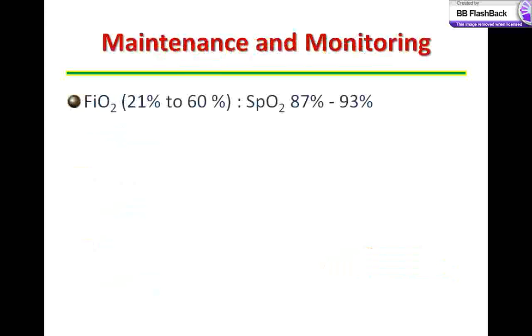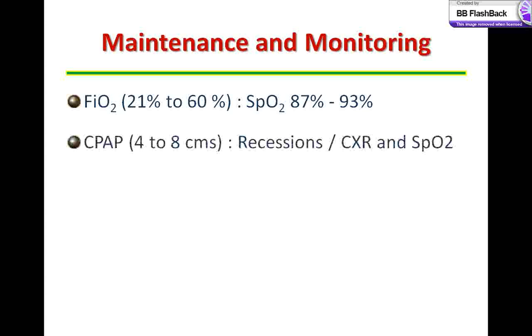When we put the baby on CPAP, subsequent monitoring of FiO2 and pressure would be based on saturation, chest X-ray and clinical monitoring of respiratory distress. The FiO2 would range from 21 to 60%, and this would be titrated based on saturations of 87 to 93%. With lower saturations, one would increase the FiO2, and with higher saturations, one would decrease the FiO2. The pressure range would vary from 4 to 8 centimeters. As we have already discussed, increasing recessions, low lung volumes and low saturation would necessitate increasing pressure and vice versa.